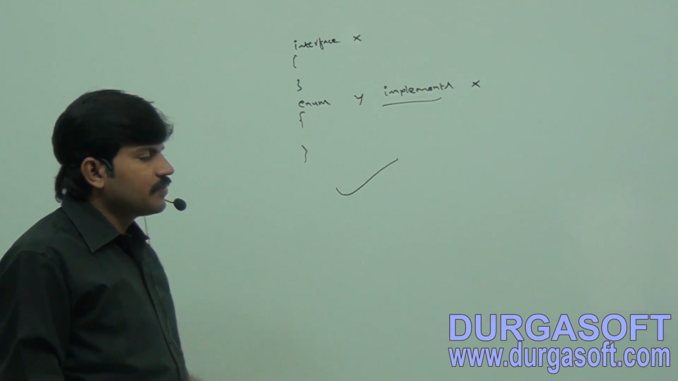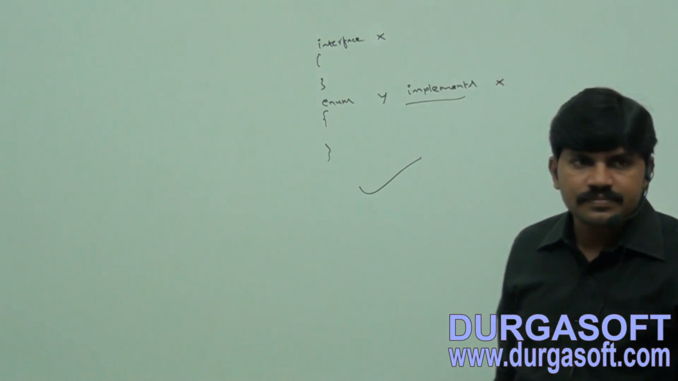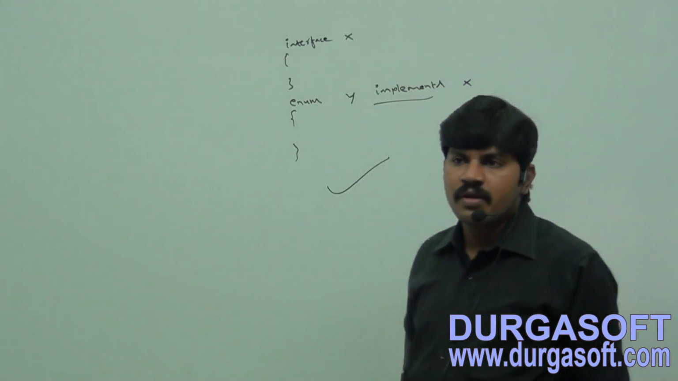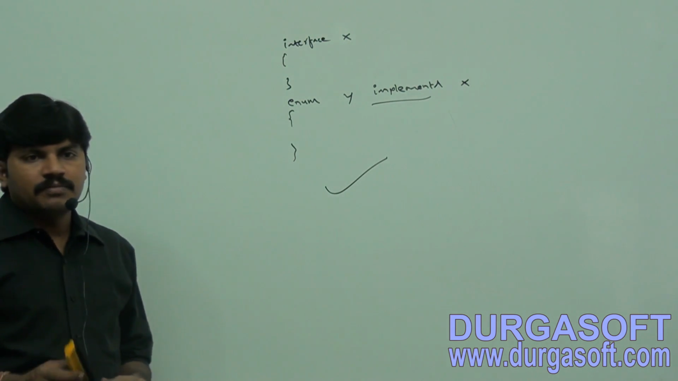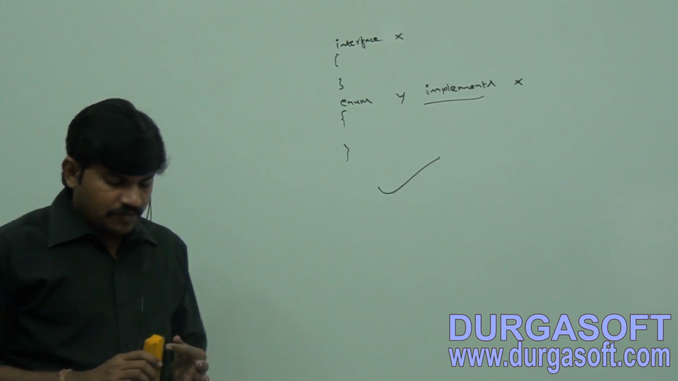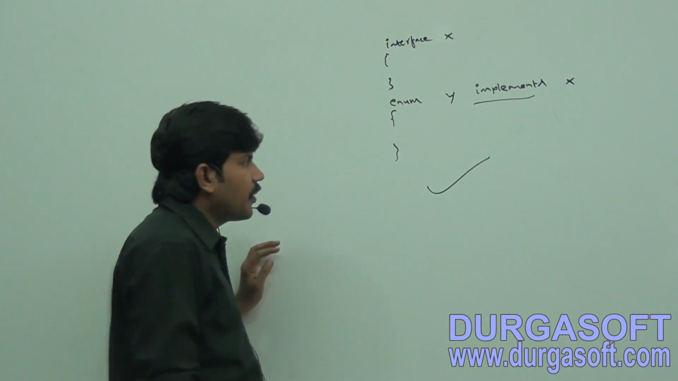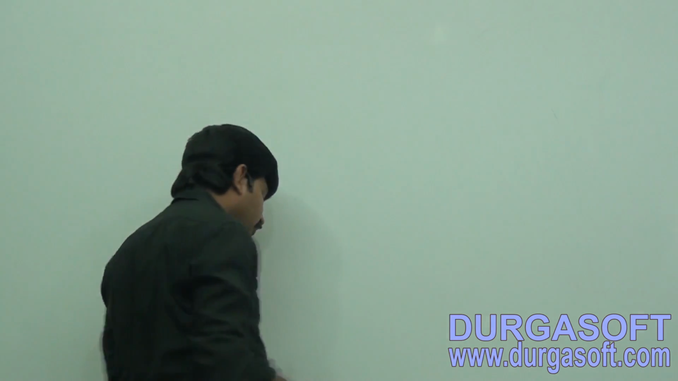Interface X, enum Y implements X. Like this. Completed, right? Okay. Next, let me keep submitting a few conclusions.